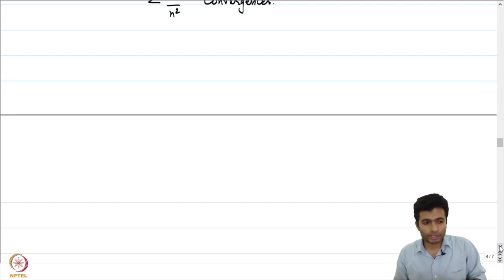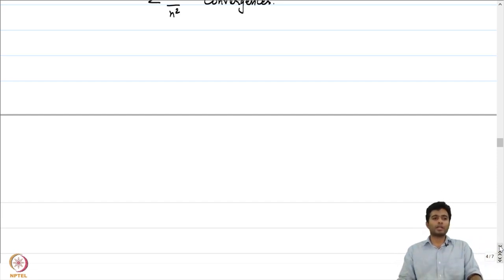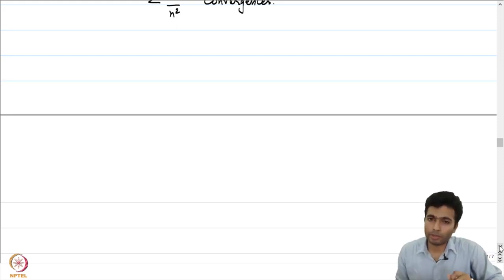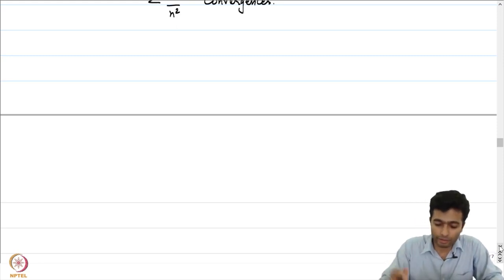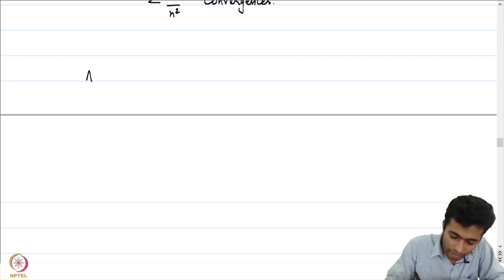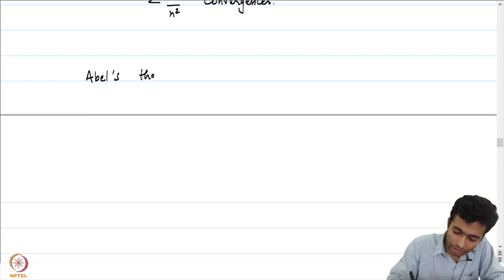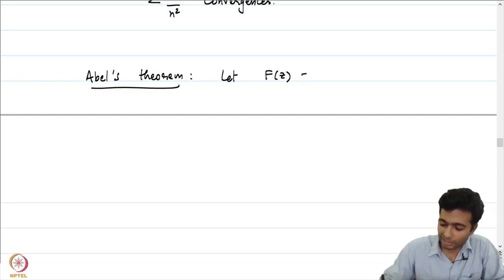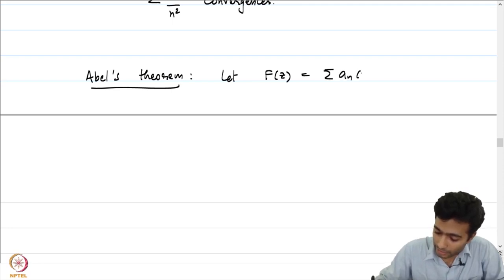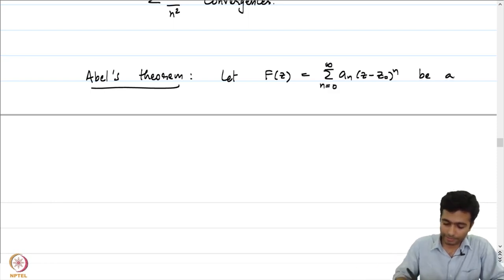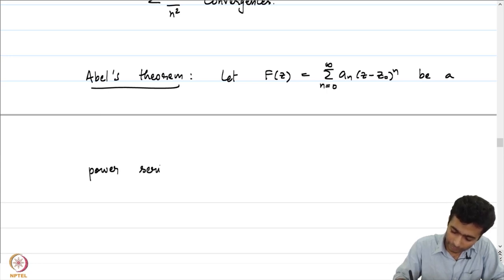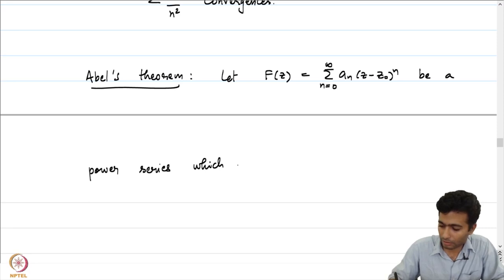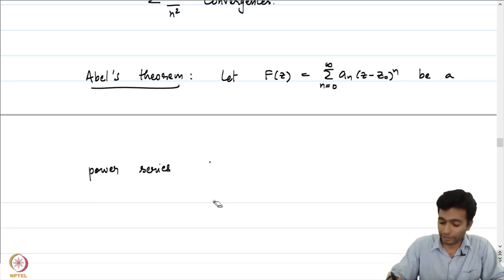But what can be said for sure is that if there is one point where the given power series does converge, then the behavior as we approach the boundary point will be nice. And that is the content of what is called Abel's theorem. So let me write down the statement and prove the theorem step by step. Let f of z, let's give the power series a name, f of z equals summation a n z minus z 0 to the power n, be a power series which converges, with a positive radius of convergence.